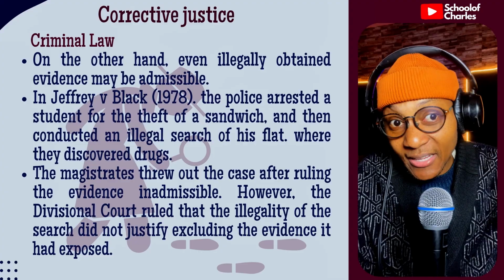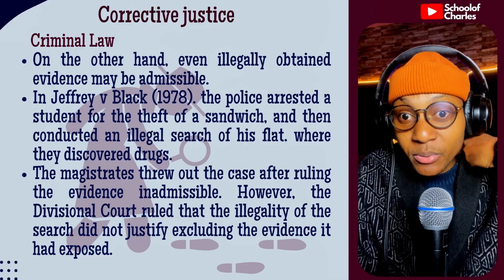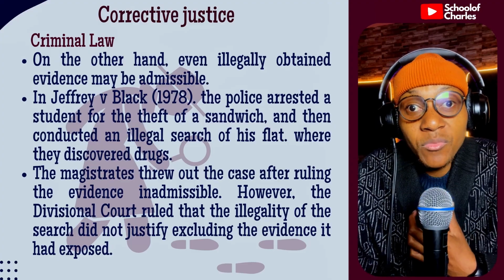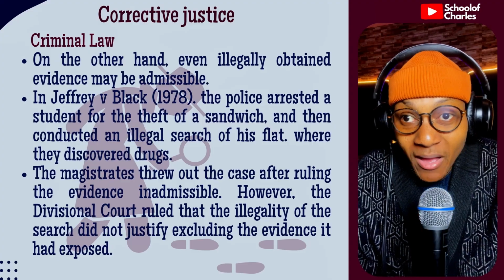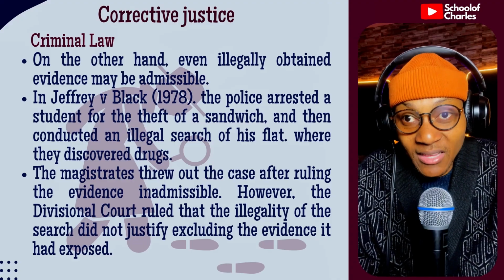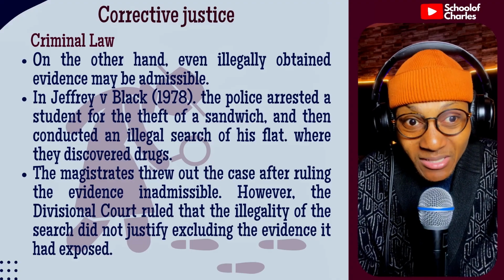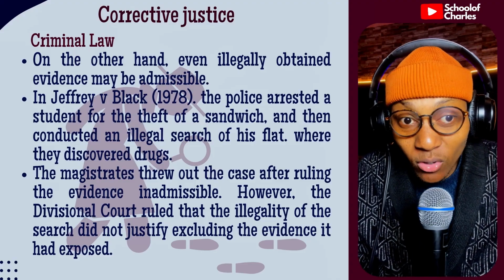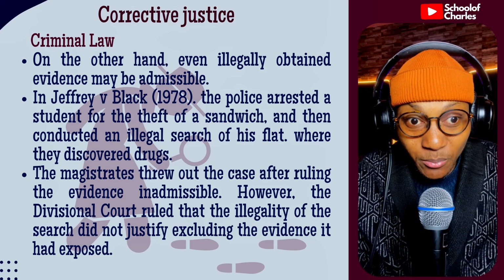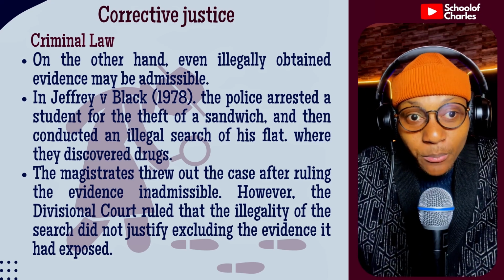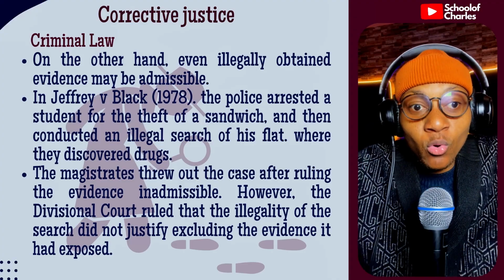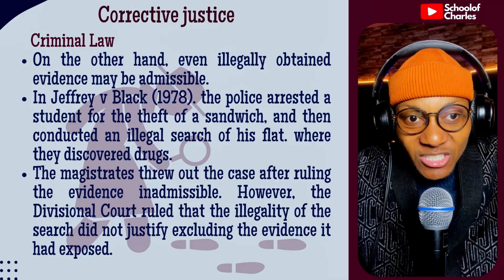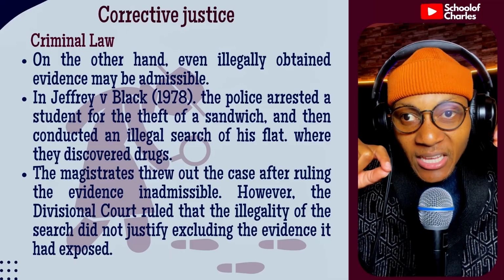So can we allow this evidence that has been obtained by illegal means to be presented in the court? That was the question. Now, when the case was heard the first time, the magistrate threw out the case after ruling that the evidence was not admissible. It was inadmissible. You could not present it in court because it was illegally gotten, right? The magistrate was simply saying, we will not condone, we will not support the police in breaking the law, so we're not going to hear this case because the evidence on which it is based is illegally obtained.